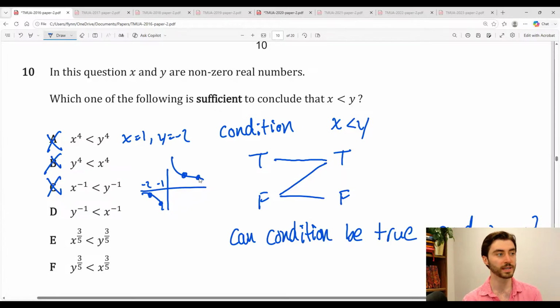And D doesn't work for exactly the same reason, intuitively, on this part of the graph. So if x is equal to 1 and y is equal to 2, it breaks. Now, for F, can it be true? So for instance, again, we can use x equals 1, y equals 2.